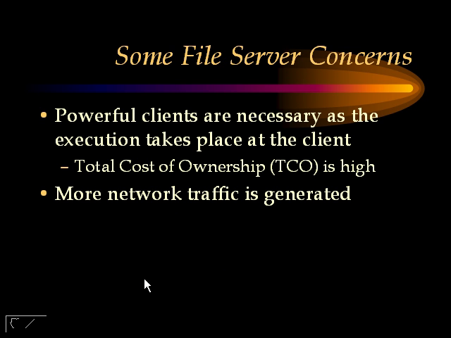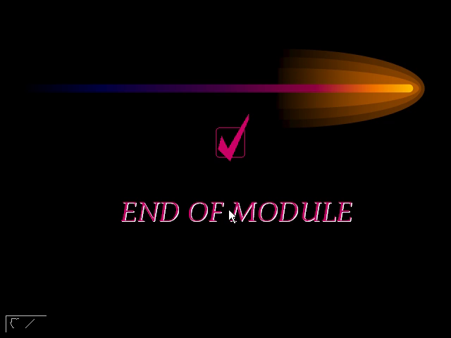Therefore, what are some of the concerns with file server architecture? We need powerful clients. Why is that so? Because the application is executed on the clients. The total cost of ownership is high. We have thick clients, and of course there is more network traffic generated. Security, as we mentioned earlier, we could term it as adequate. This brings us to the end of this discussion on file server network functional architecture.